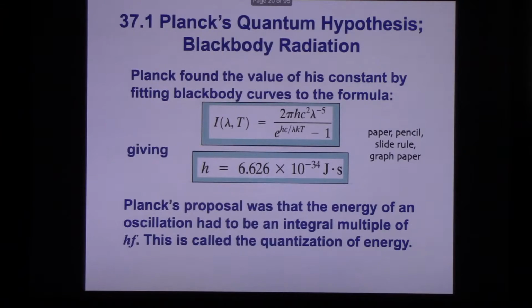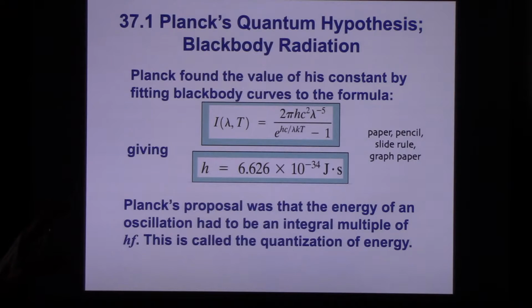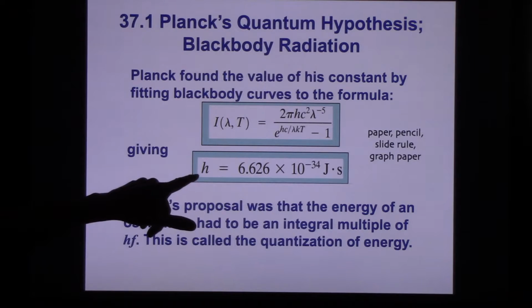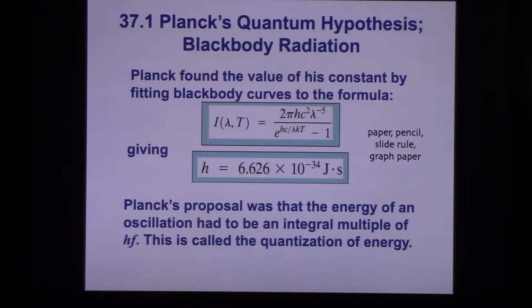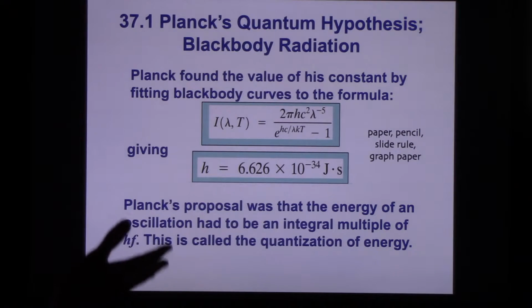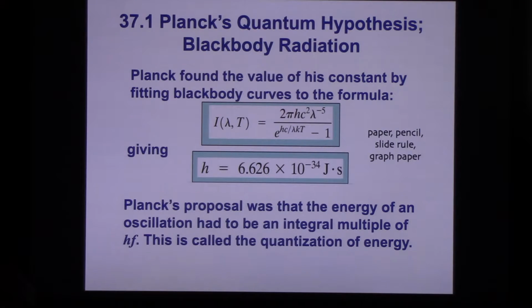And there it is. Then what Planck did was he took this formula and plugged a bunch of numbers in. He tried different values of h, the constant that he came up with. Think of this, he's using paper, pencils, a slide rule, and graph paper probably. No calculators, but taking this formula and carrying out the calculations over and over and over and over to come up with a value for h.